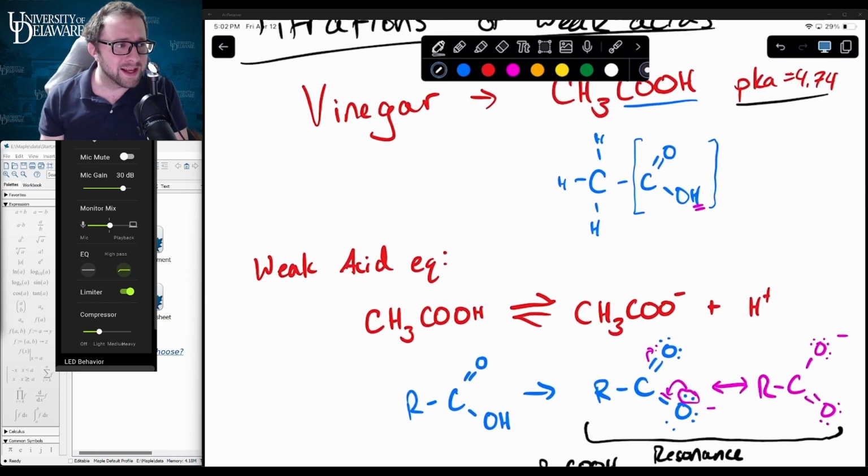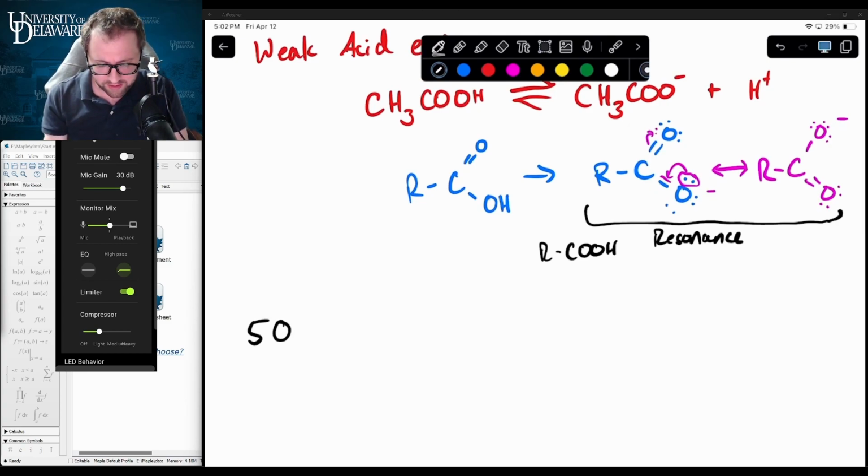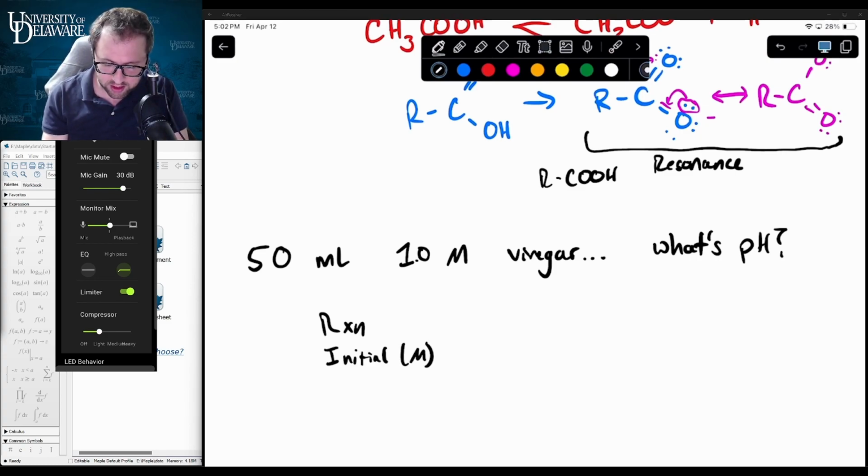We know its pKa. Let's ask some questions about this. So if I have, let's say, 50 milliliters of a 1 molar vinegar solution, what's the pH? Right? So this is where we think of our rice tables. So we have our reaction, our initial concentration, that's in molarity, change, that's in molarity, and equilibrium concentration, also molarity.